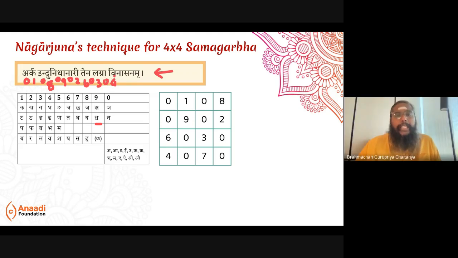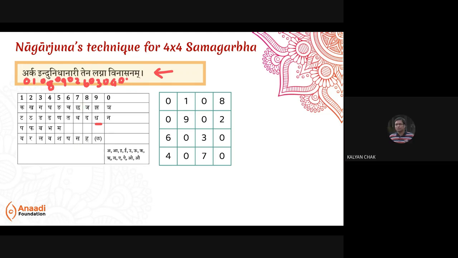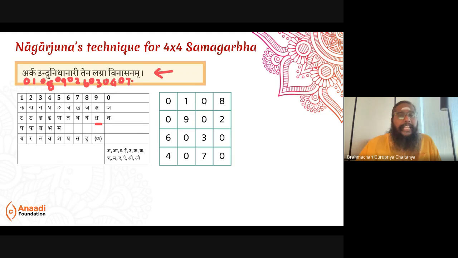Na again is 0. Va is 4. Na is again 0. Sa stands for 7. Na again is 0. Im does not have any vowel attached to it, so it should not be considered. So there are totally 16 digits here. If you put these 16 digits as 4, 4, 4 underneath each other, you will get a grid like this: 0108, 0902, 6030, 4070.